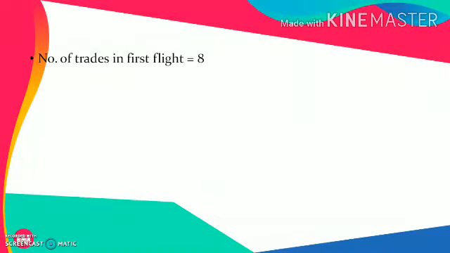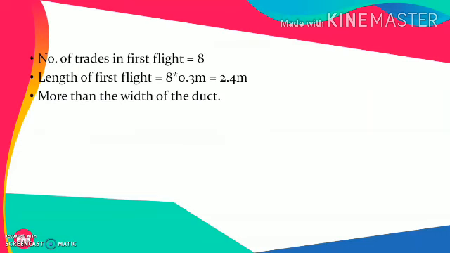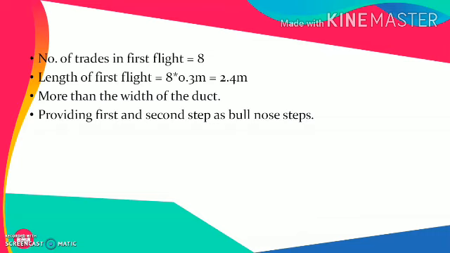The number of treads in the first flight equals 8. So the length of the first flight will be 8 into 0.3 meter, so it will be 2.4 meter. And it's more than the width of the duct, as the width of the duct is 2 meter while the length is 2.4 meter. So it will be projecting 0.4 meter below the duct position. So we provide the first and second steps as bull nose steps.